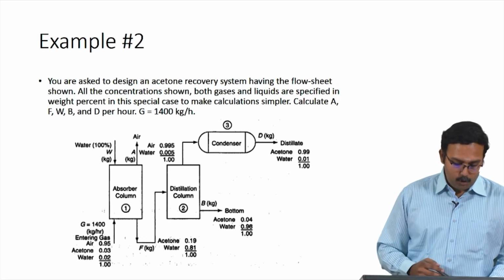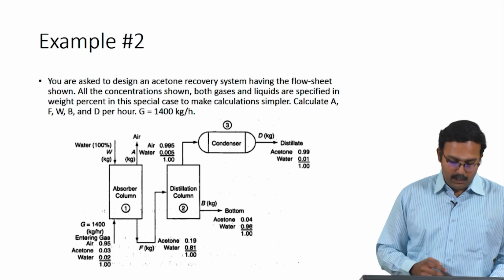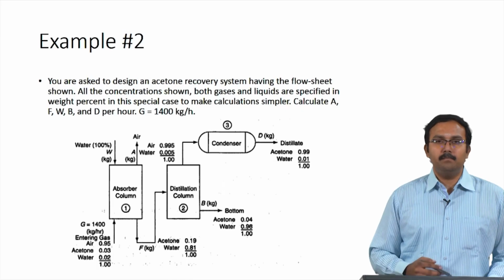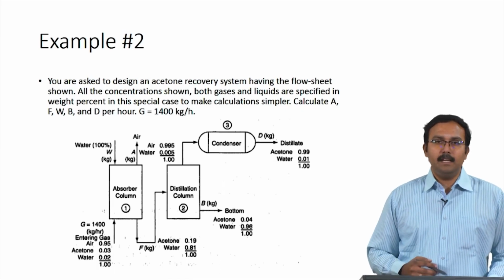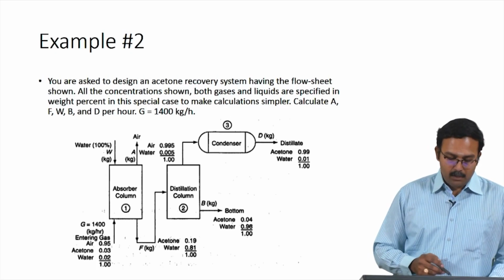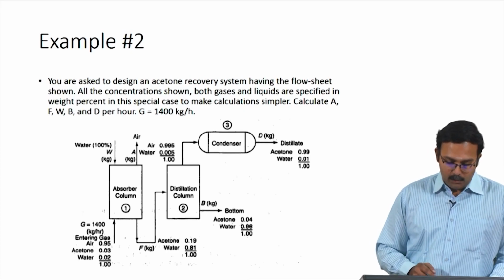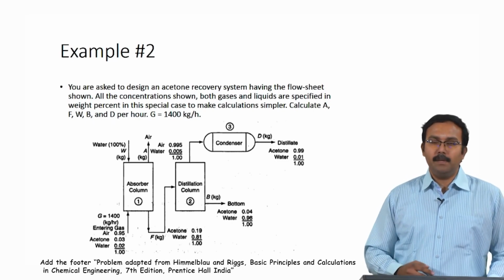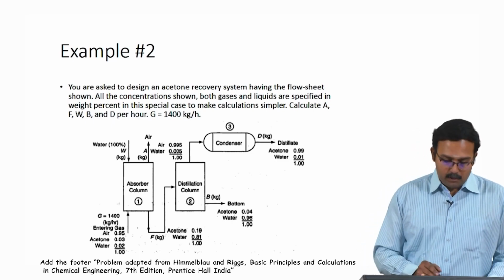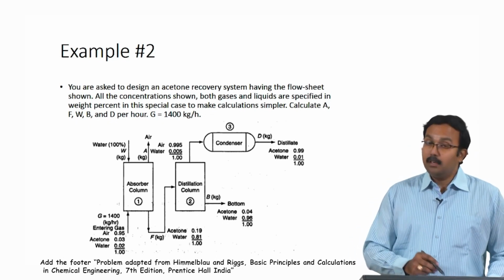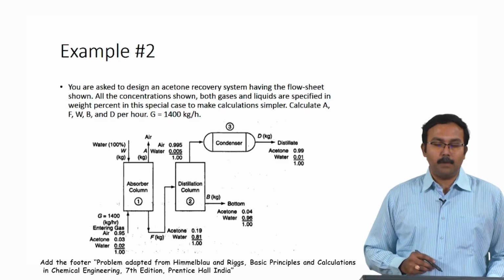Here, how many components do we have? We have air, acetone and water, which means we can write 3 different balance equations, and there are only 3 unknowns which need to be solved: W, which is the mass of water entering, A, which is the mass of air leaving, and F, which is the mass of the acetone water mixture which is leaving. The composition given here is the composition of the air which is leaving the system. Now, let us go about solving this problem.